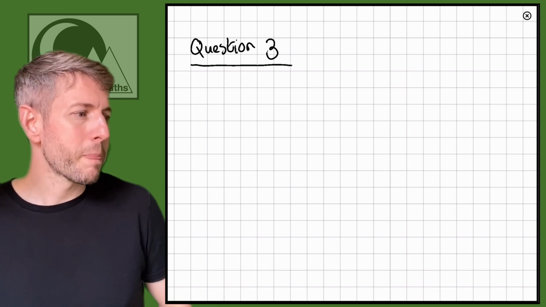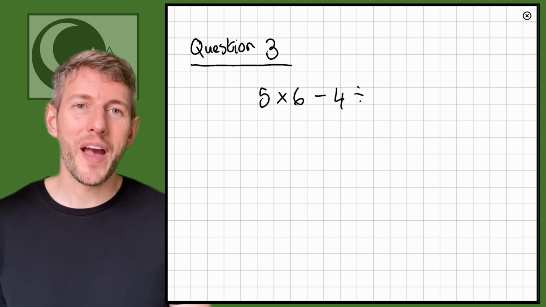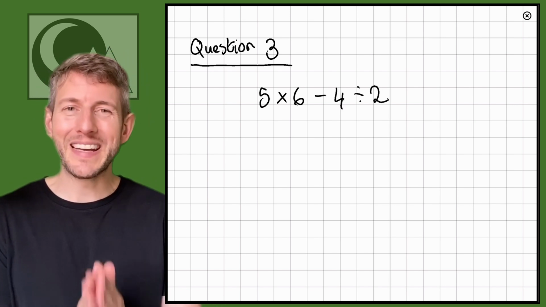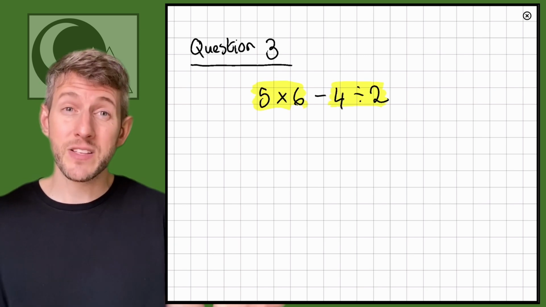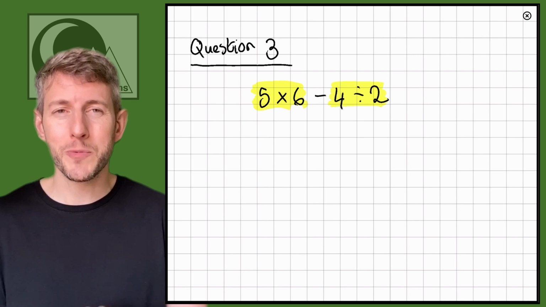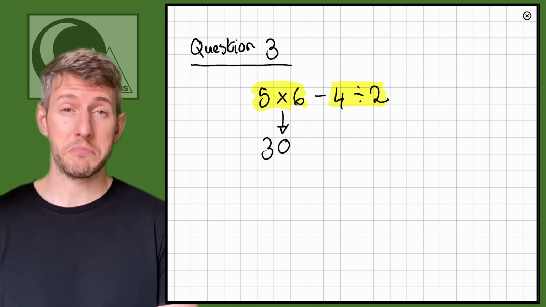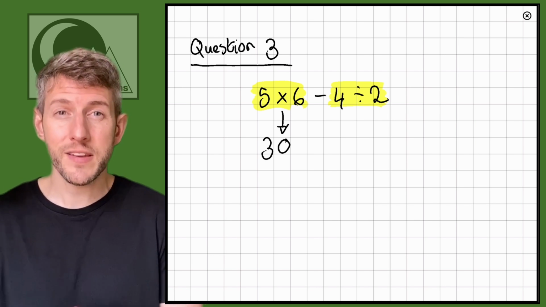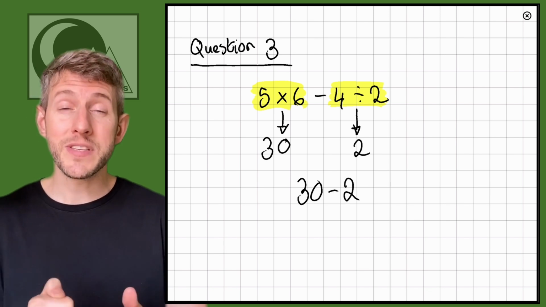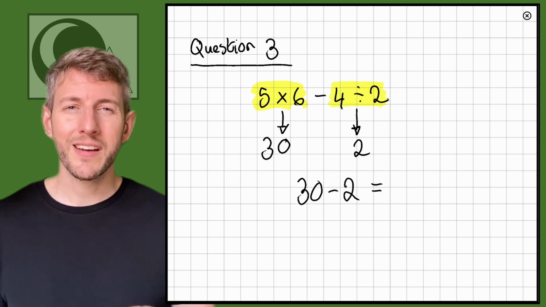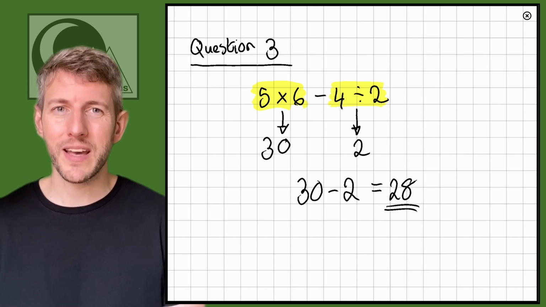Okay, let's do another. This time we've got a bit more going on. We've got 5 times 6 take away 4 divided by 2. So remember, it's still the same rules. The multiplication and the divisions happen first. It doesn't actually matter which way round you do them, as long as you do the multiplications and the divisions first. So in this one, I'm just going to do the 5 times 6 first because it's there. So 5 times 6 is 30. So I'm going to bank that. And then 4 divided by 2 is 2. So this question becomes 30 take away 2. Okay, now we can do 30 take away 2, which is 28.